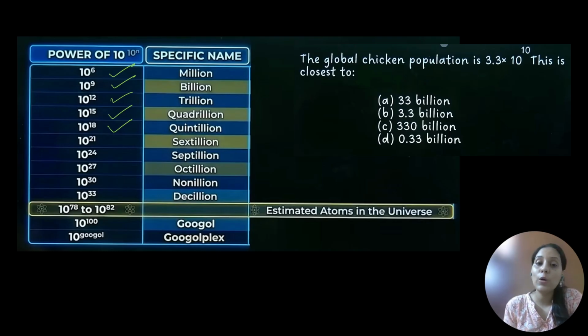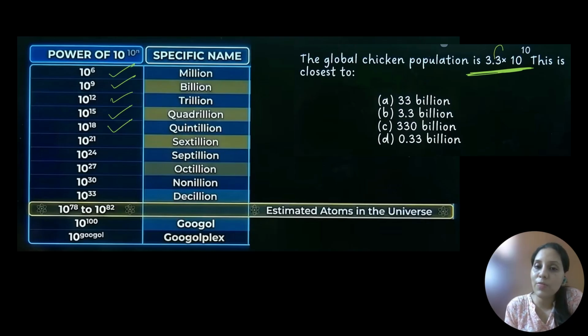Now let us see this. The global chicken population is 3.3 into 10 power 10. What is this closest to? If I see everywhere it is like this. So now let me convert this 3.3 into 33. So let me move this decimal.